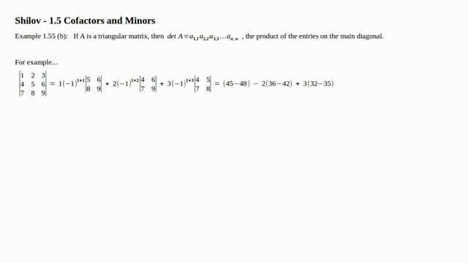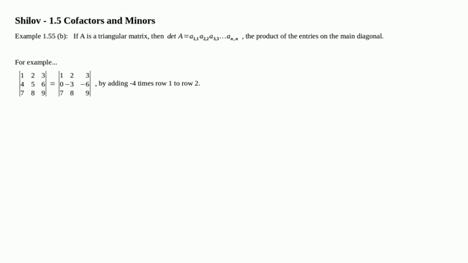I'm actually just calculating those determinants by using the shortcut for 2 by 2 determinants. And so I get the 45 minus 48 from this term. I get the negative 2 times 36 minus 42 from that term. And I get the 3 times 32 minus 35 from that term. Now if you just do the arithmetic, what you end up with is negative 3 plus 12 minus 9, which comes out to 0. Okay. So doing it the other way now.